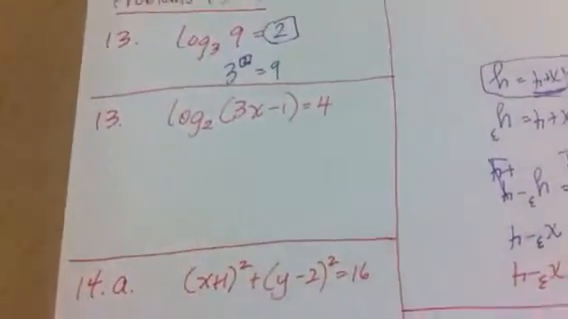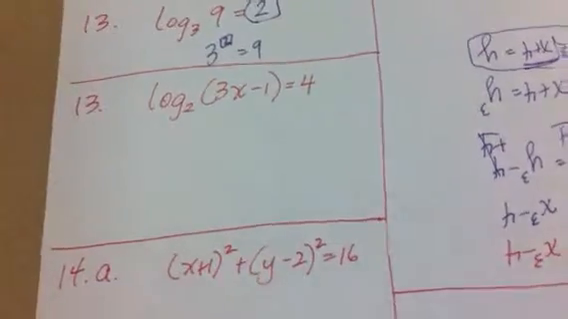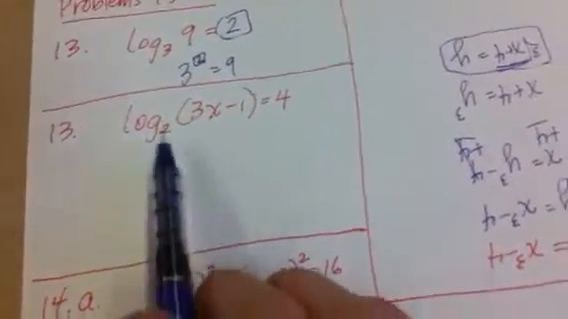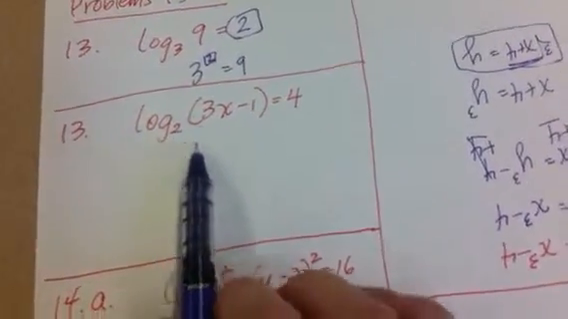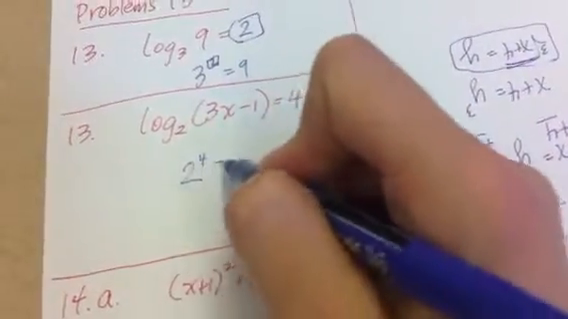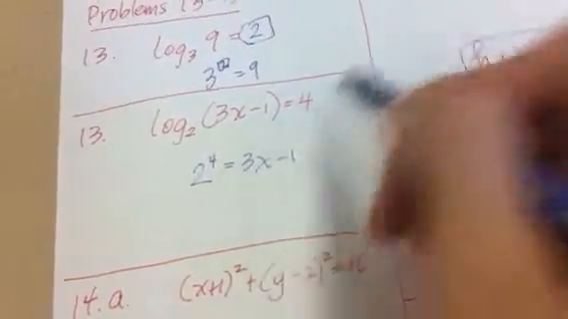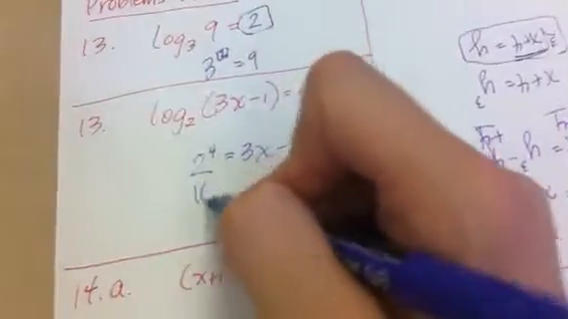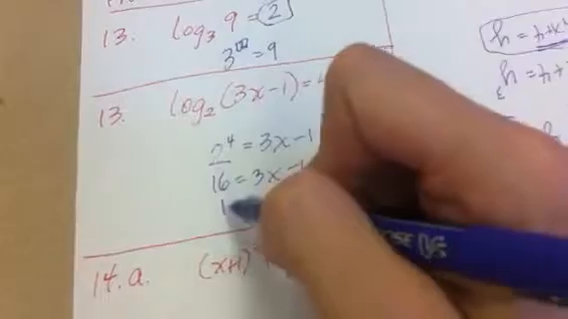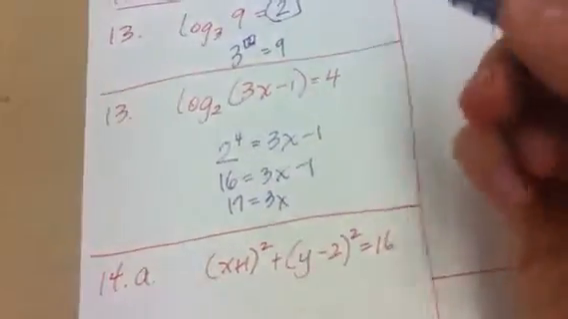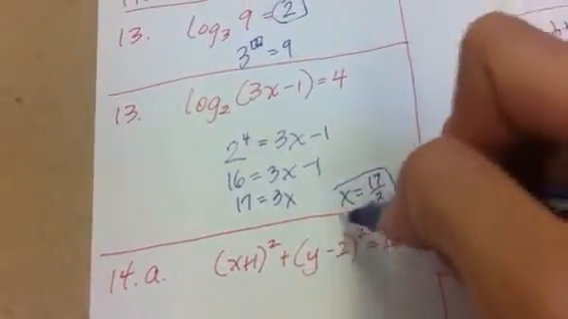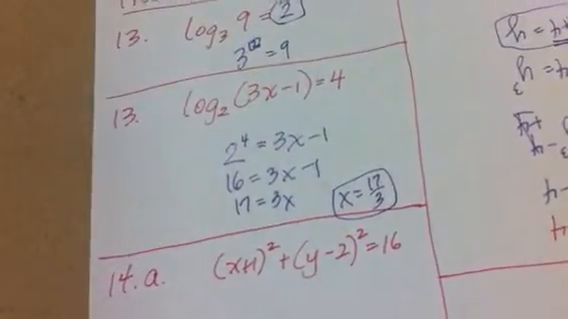Okay, next. This has to do with, you want to rewrite, so this is in log form, you want to write it in exponential form. So we take the little 2, and that becomes the base. The 4 becomes the exponent, and it's equal to 3x minus 1. Well, 2 to the 4th is 16. We'll add 1, and then divide by 3, so we'll just leave it as 17/3.